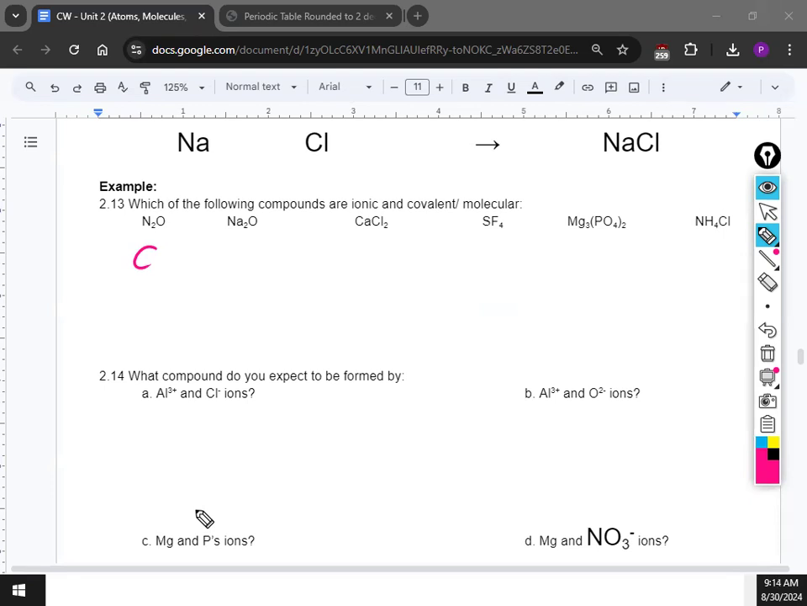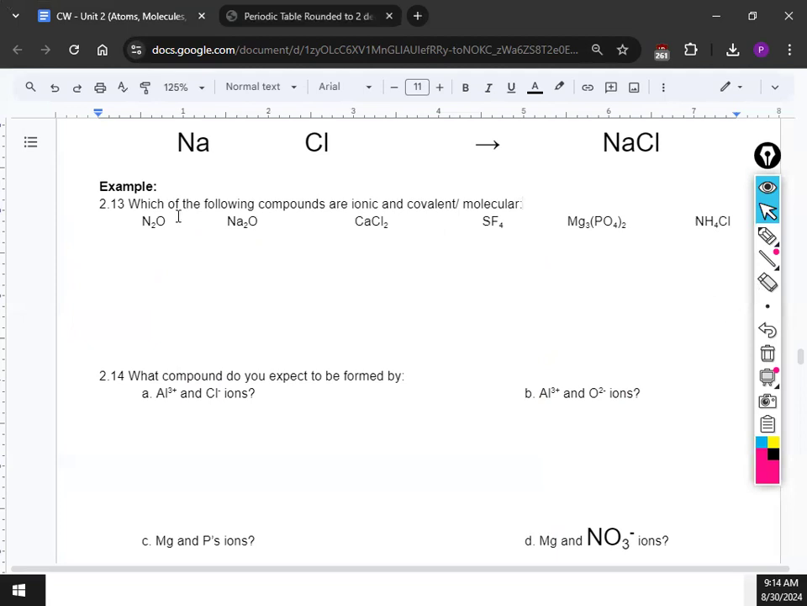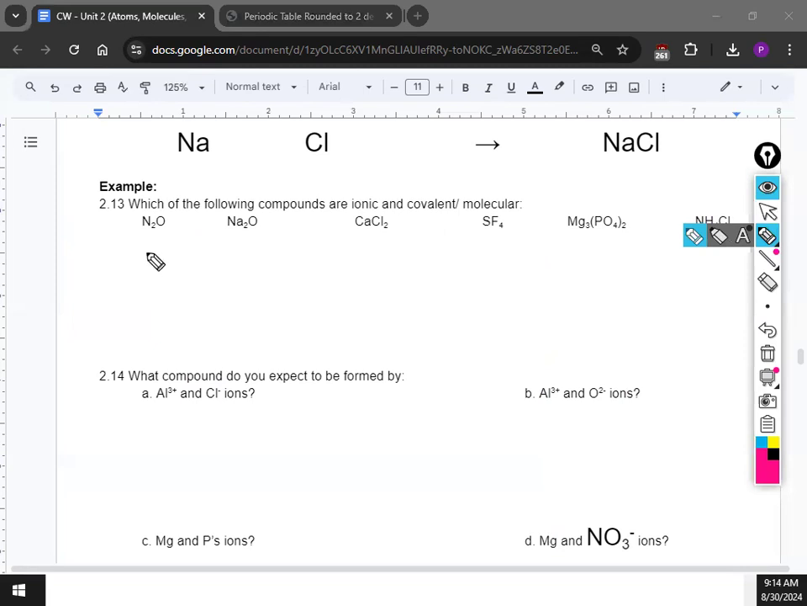Yes. Yeah, I think it's in unit 1, but easy way to look at it is if you look on the left side of the periodic table, or left and middle, those are metals. And then on the right side right here, those are nonmetals. Okay, so yeah, nitrogen and oxygen are both on the right side. So since they're both nonmetals, this is going to be covalent.